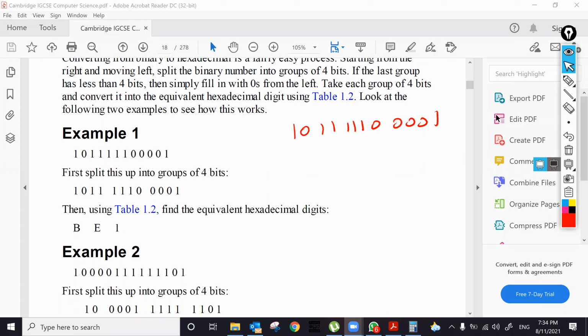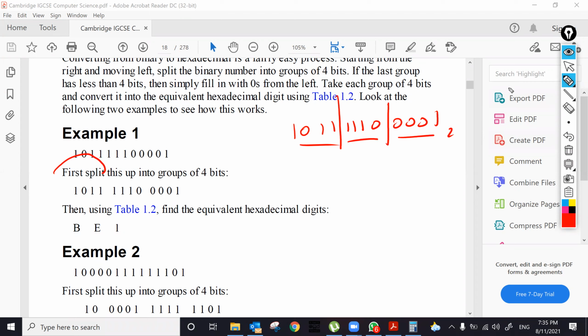Right. Now, how do we do this? First, split the binary number into groups of 4 bits. Remember, when you are splitting these binary numbers, you have to start from right to left. Don't start from left to right. You have to split into groups of 4 numbers.